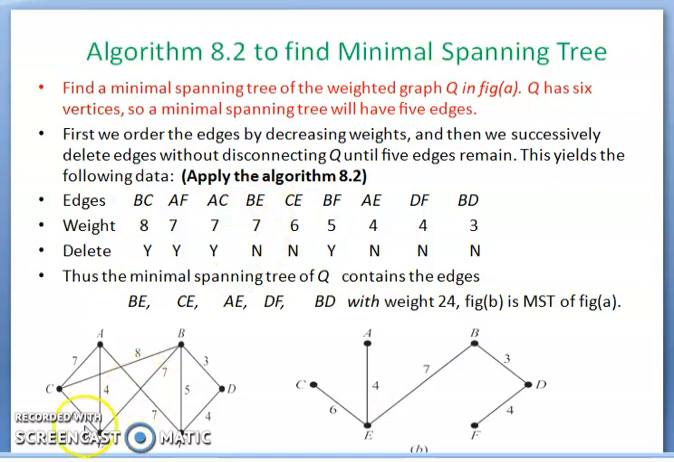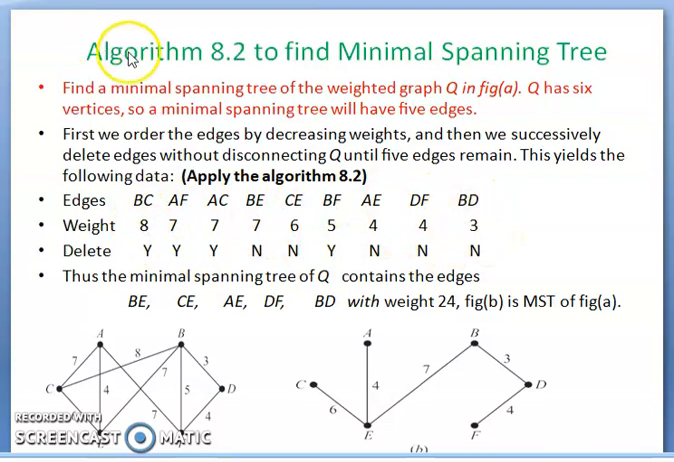And after 7, 6 is there: CE. The next, find the 5. This is BF. After 5, there are 2 fours: one is AE and the other DF. AE and DF. And lastly with 3, BD. So this is the arrangement of decreasing weights.